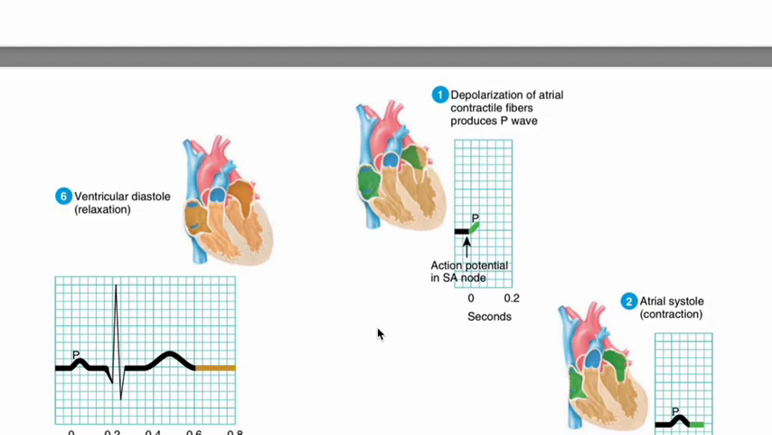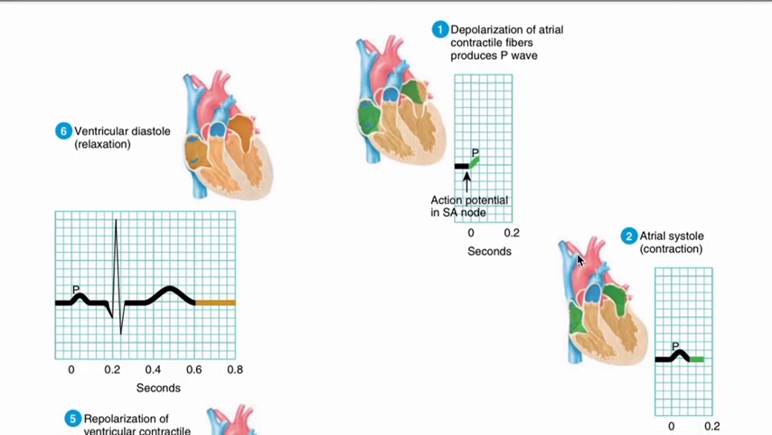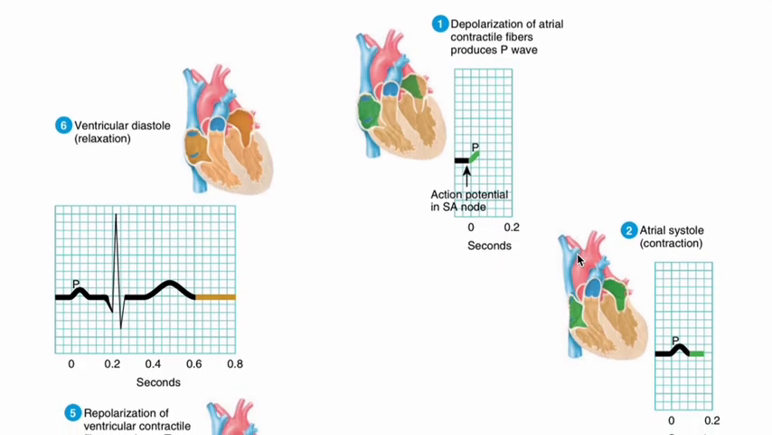Okay, so we see in step 1, we have depolarization of the atria. Again, so that SA node is going to fire. It is going to send that depolarization wave through the atria, and you are going to see that start of our P wave. Again, depolarization is the signal for contraction. That is our electrical signal for our mechanical action. So once we have those fibers depolarized, those muscle cells can now go ahead and contract.